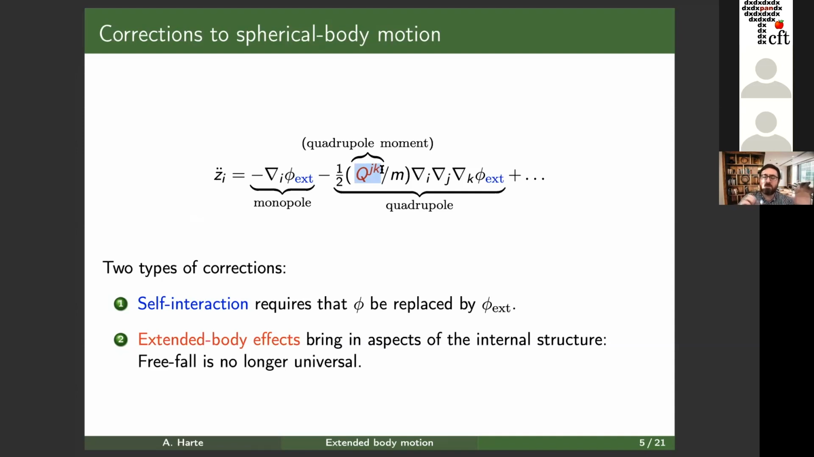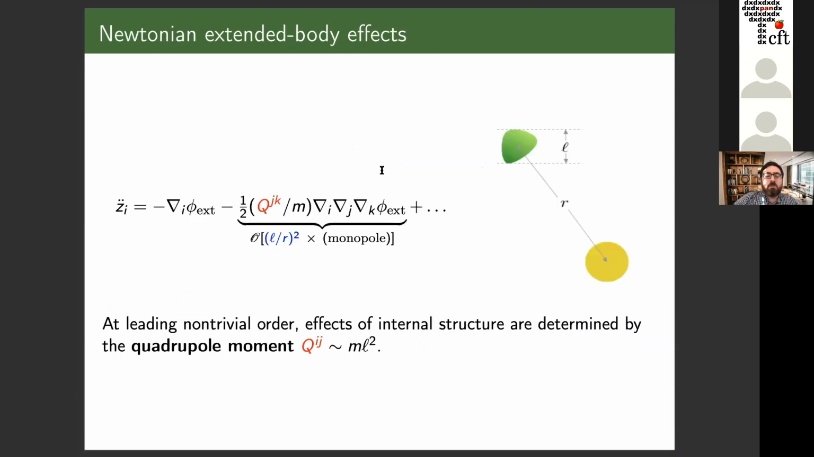So if you want to, you can define an equivalence principle so it's exactly true by just putting in enough if statements, or alternatively, you can say that it's an approximation to the full result, and this is where it breaks down from that latter perspective. So free fall is not universal. Okay, so what do these kinds of effects look like?